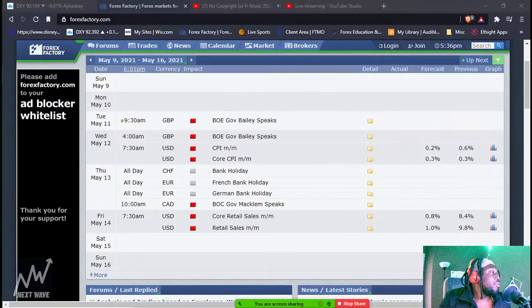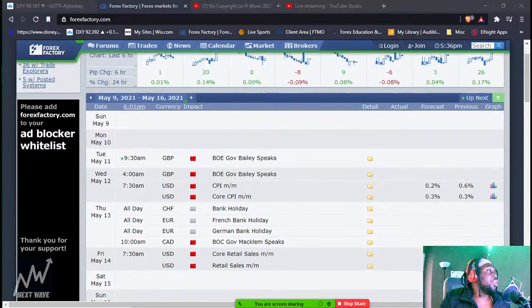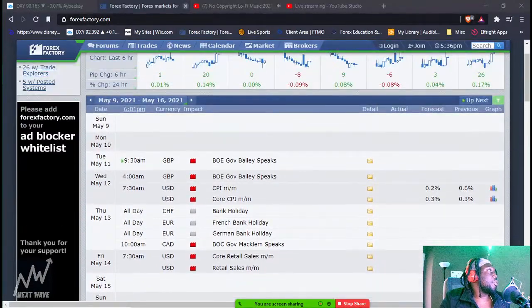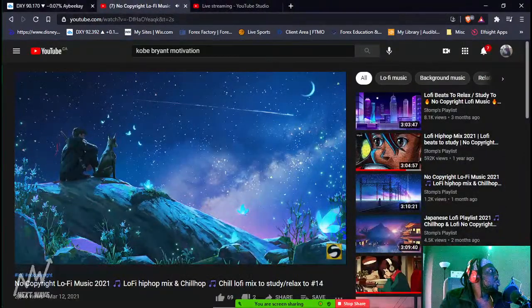And then Friday, there will be core retail sales or retail sales for the US dollar at 7:30 a.m. So gonna be watching for these news events throughout the week. Other than that, though, I'm not really going to be concerned about anything else. Now let's go over to the charts.